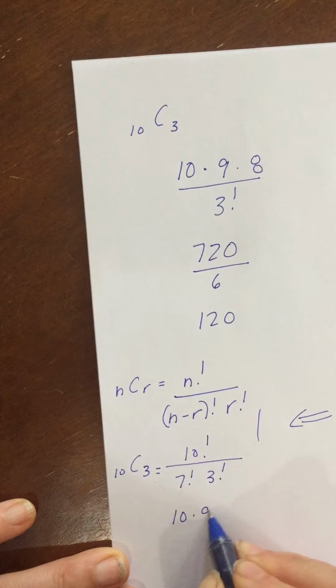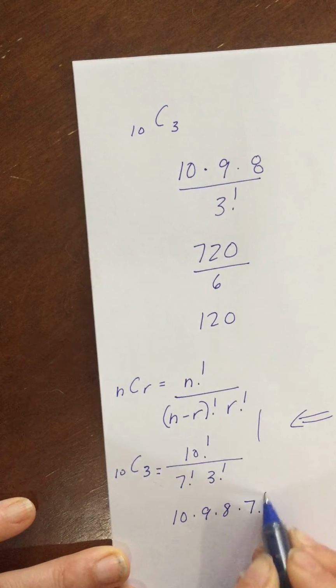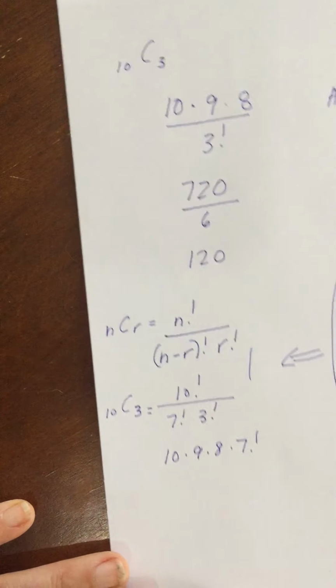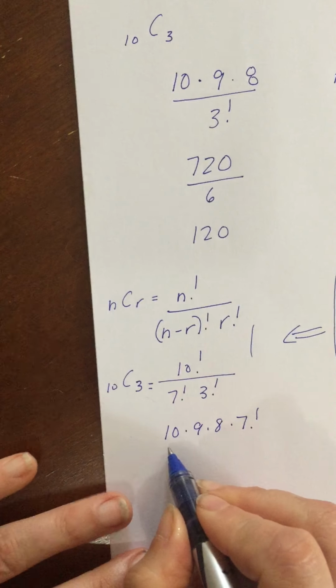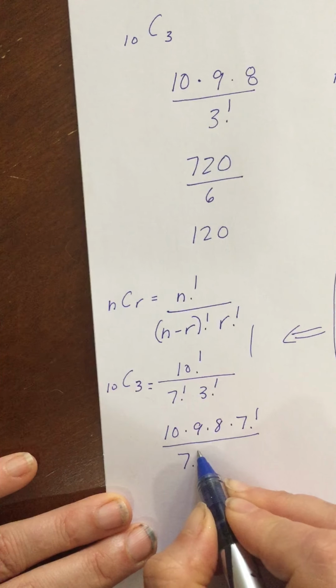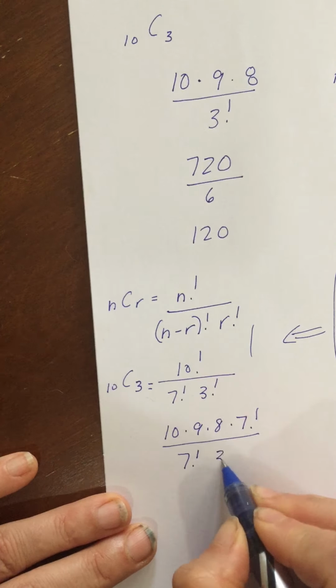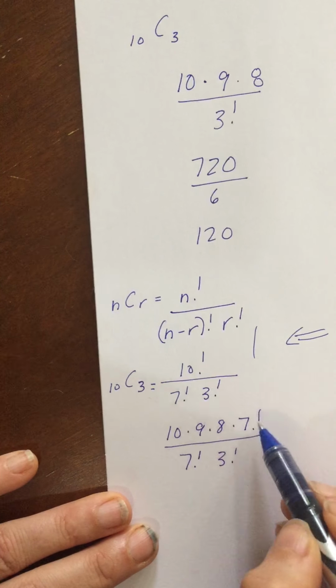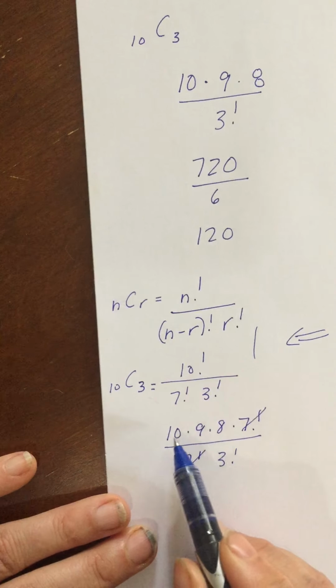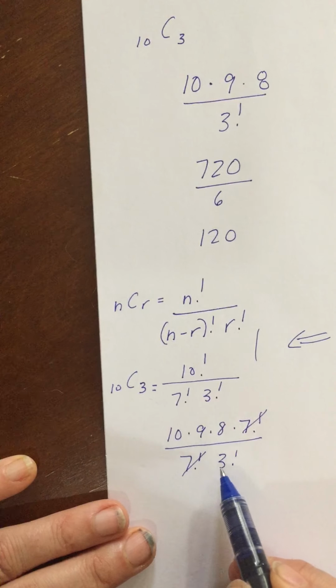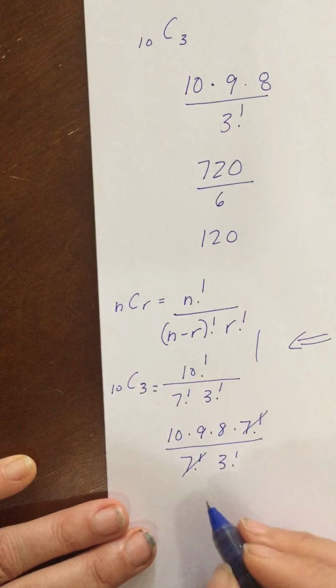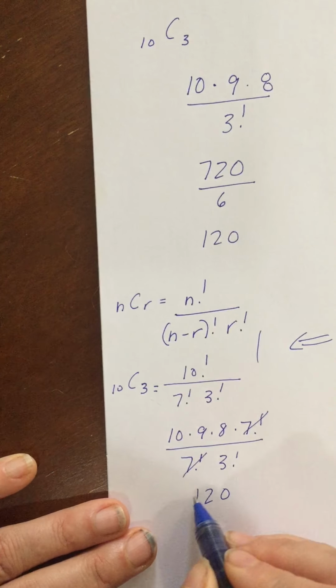It's 10 times 9 times 8 times 7 factorial for the top. And then I'm obviously going to have 7 factorial here, and then 3 factorial. So I'll cancel those out, and then I get 10 times 9 times 8 over 3 factorial. I've seen that before, so it does come out to be 120.